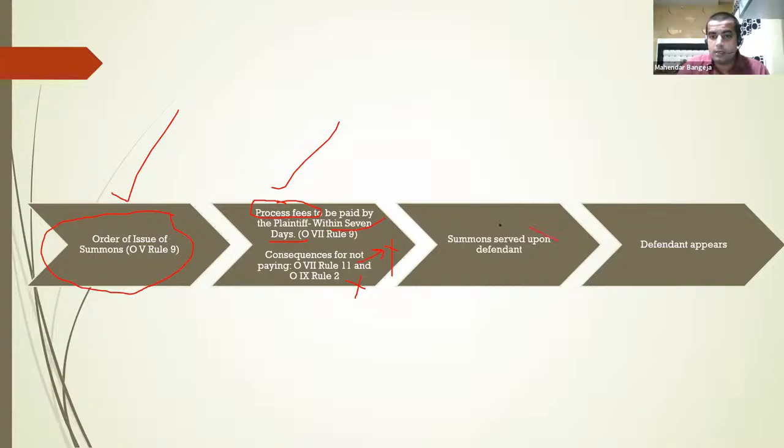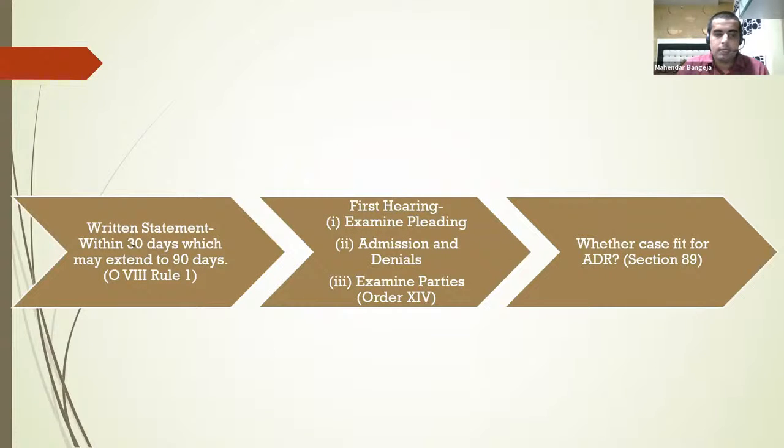Then the summons is served on the defendant, and the defendant appears. After the defendant appears, he'll have to file his written statement within 30 days. Now this 30 days period can be extended up to 90 days if he provides proper reasons for his delay. Then after that comes the first hearing, in which the court first examines both pleadings, the plaintiff's plaint and the defendant's written statement, and he will examine both the parties, and admissions and denials.